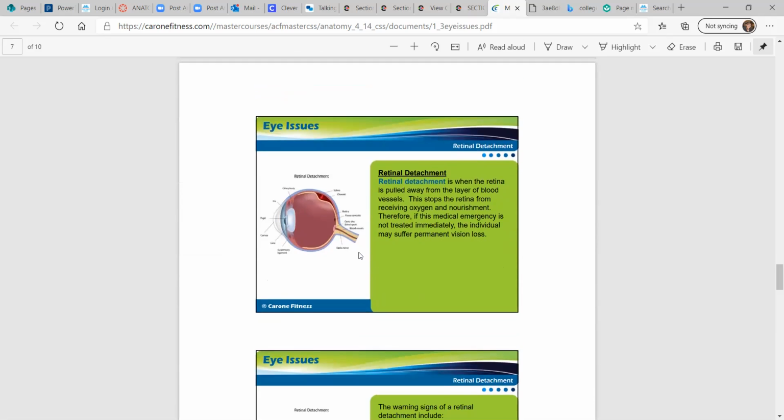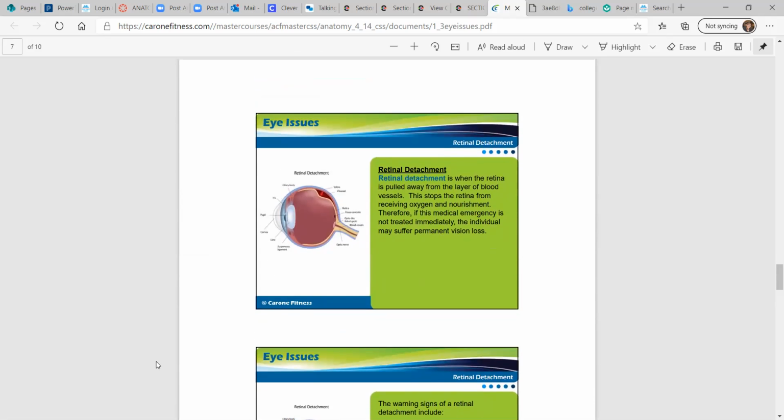Now, the last eye issue is retinal detachment. I don't like to talk about this one because I just imagine my eye getting pulled out of its socket or something. But that's when the retina is pulled away from the layer of blood vessels. And if it's pulled away from blood vessels, it's getting less oxygen and nourishment to the retina. And so this is a medical emergency, and if not treated quickly, the individual can suffer permanent vision loss.